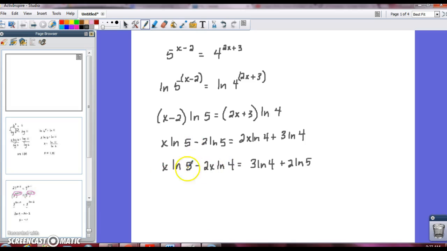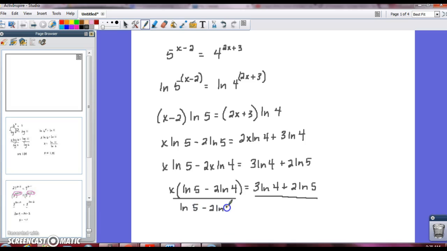And so now here I can factor out, right? X is my common factor. So if I factor x out, I end up with x times ln of 5 minus 2 ln of 4 is equal to 3 ln of 4 plus 2 ln of 5. And then to solve for x, I'm just dividing both sides by ln of 5 minus 2 ln of 4. Okay, ln of 5 minus 2 ln of 4.